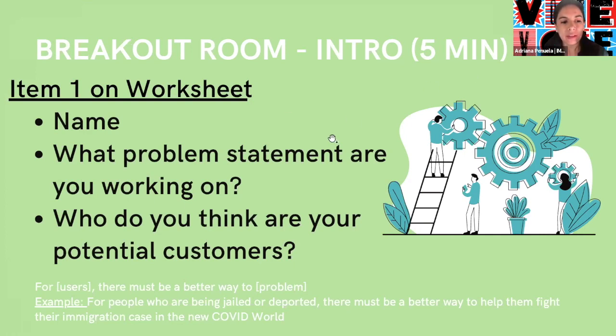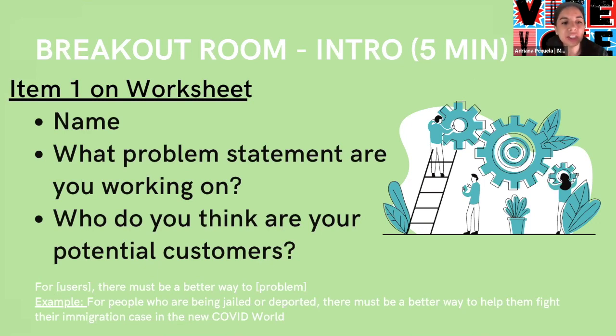So you're gonna go for user X, there must be a better way to resolve a problem Y. So as an example, for people who are being jailed or deported, there must be a better way to help them fight their immigration case in the new COVID world. Okay, so this is a very specific social impact example that we have here.